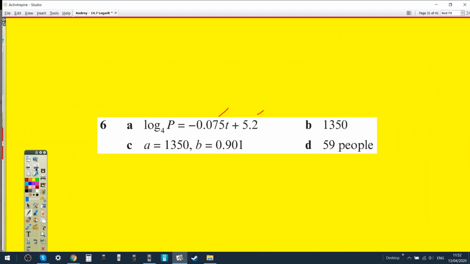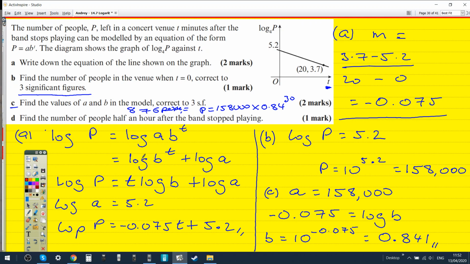Where did that go wrong? Oh, that's why. Look, they said it's base 4, not base 10. Right. So it's 4 to the power of 5.2. So wherever we put 10, it should be 4. I just didn't notice that. That's cheeky. Okay, what is 4 to the power of 5.2? It's going to be 1,350. Yeah, 1,350. Okay, and so a was 1,350.